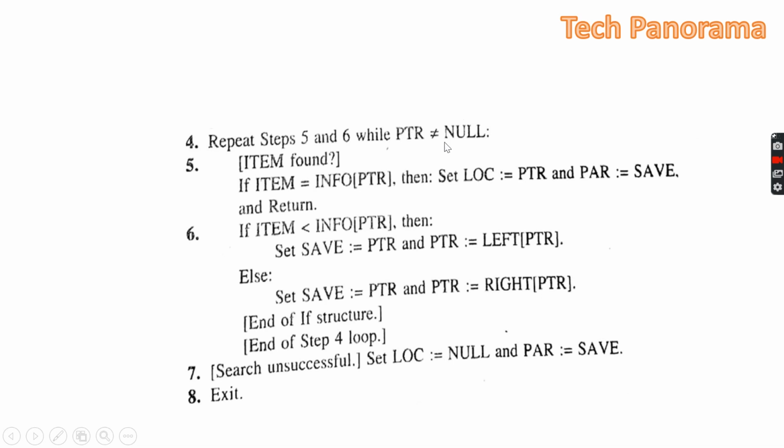Now the steps when PTR is not equal to null. We first compare the item with the info of PTR. If both are equal, then we set location equal to PTR and parent equal to SAVE. Otherwise, we compare again whether the item is less than or greater than. If it is less, then SAVE moves to PTR and PTR moves to the left of PTR. But if the item is greater, then SAVE equals PTR, and PTR equals right of PTR. We have a detailed description in our previous lecture, so kindly go through that lecture if you want to watch it.